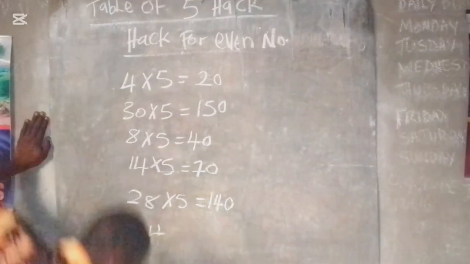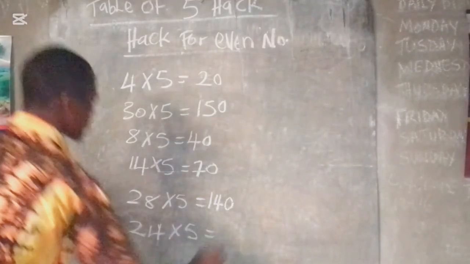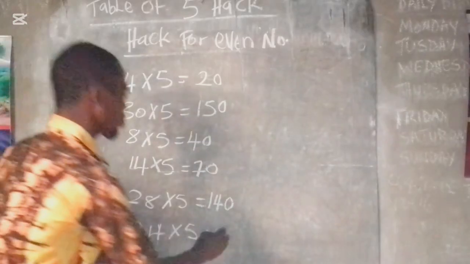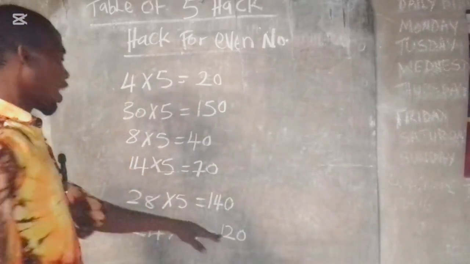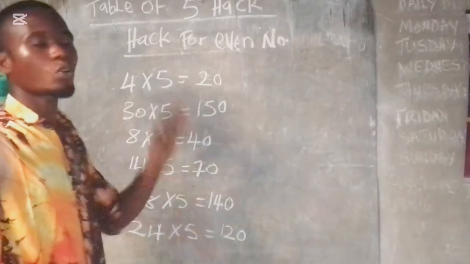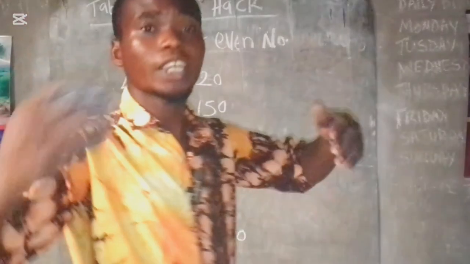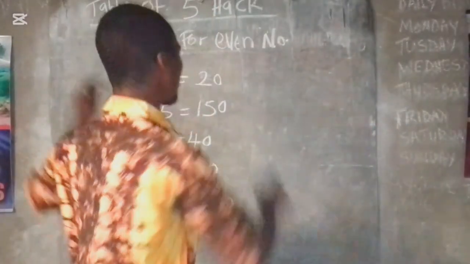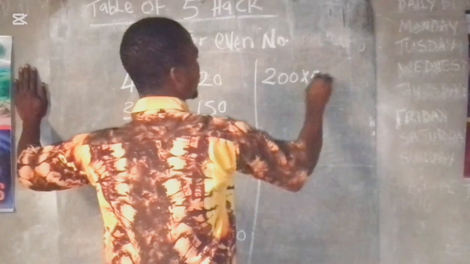24. 24 times 5. Half of 24 is what? 12. I add 0 to my 12. Half of 24, 12, I added 0. 120. So are you seeing this? Now, let us try it with what? Bigger numbers. Bigger numbers like 200 times 5.